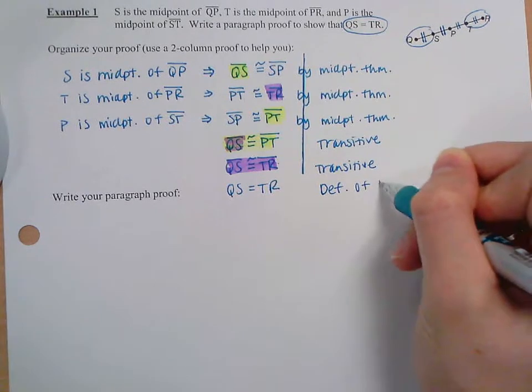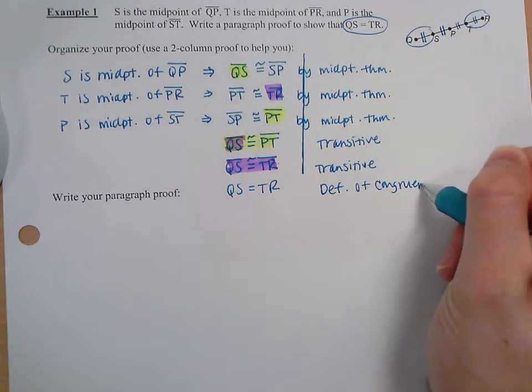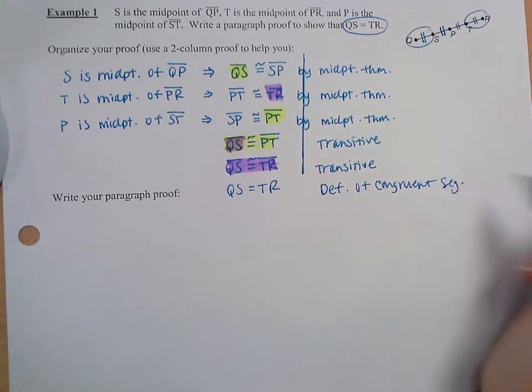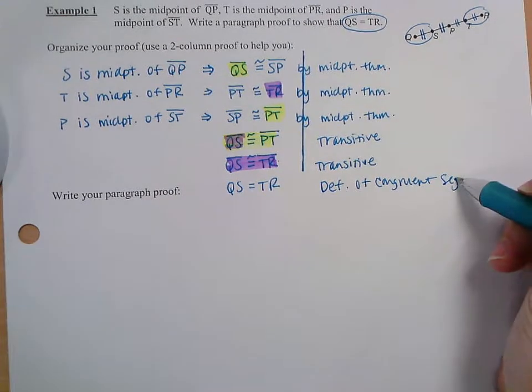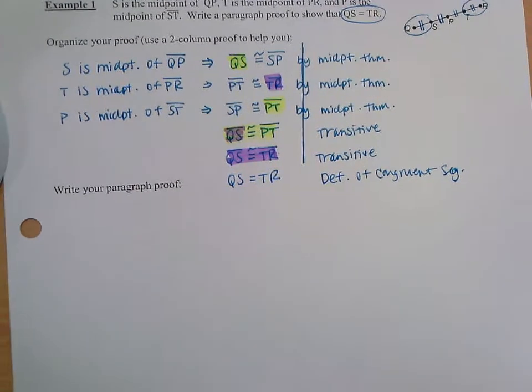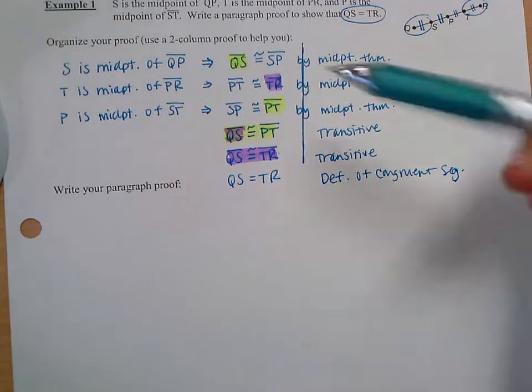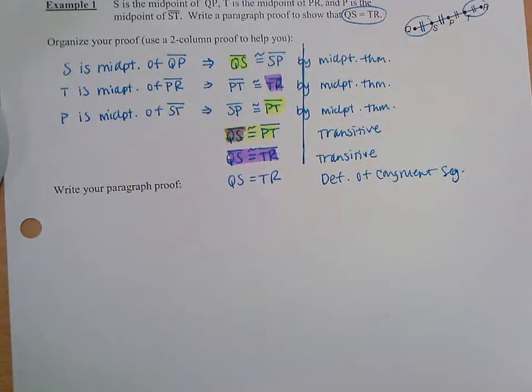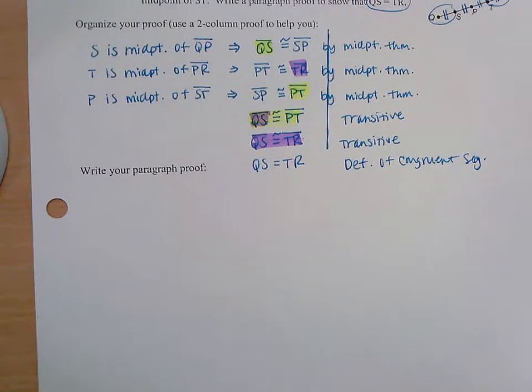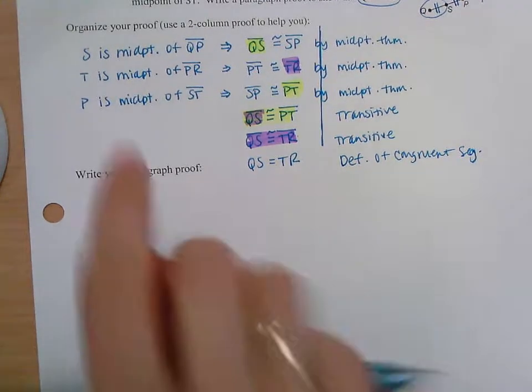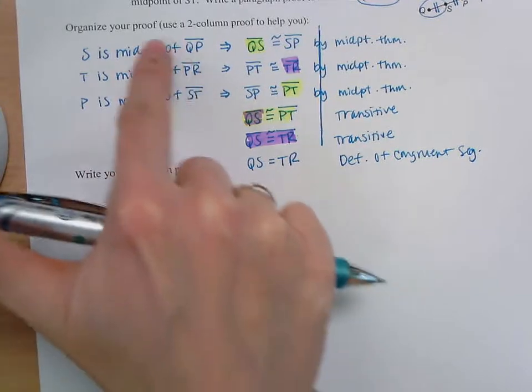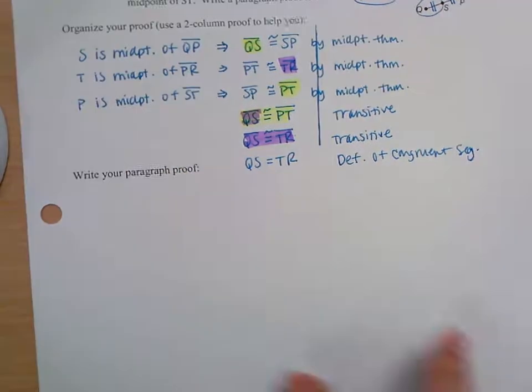Definition of congruent segments. Okay, I'm just going to abbreviate that here, segments. Okay, there's our 2-column proof that we now need to put into sentences to create a paragraph. So starting out, here's how I would write this. And I am going to include this given information, okay?